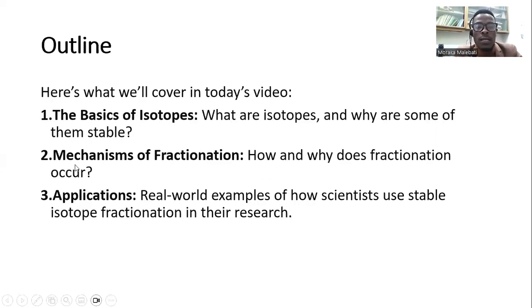So today's outline, we're going to talk about what exactly isotopes and stable isotopes are, and why some of these are stable, and of course, we want to know why they are important. We're going to move to how and why fractionation occurs, and then show you a real world example of how scientists use stable isotope fractionation in their research.